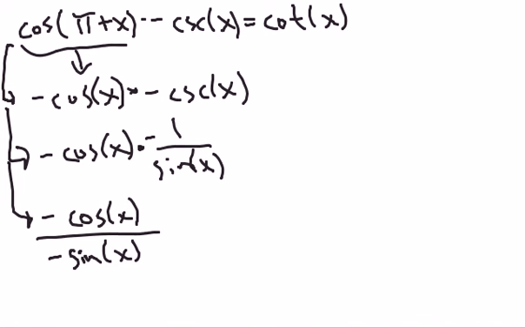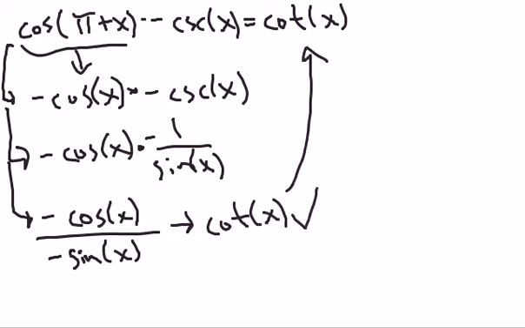A negative divided by a negative is a positive, and by definition of cotangent, cotangent is cosine over sine. So this is just cotangent of x, which is exactly what I wanted to prove. If I can show that these two sides of the equation are equal to each other, which is what I just did, then obviously their graphs are also going to be the same. So there's number 1 on the review for the RQA. We're going to go ahead and continue with number 2.